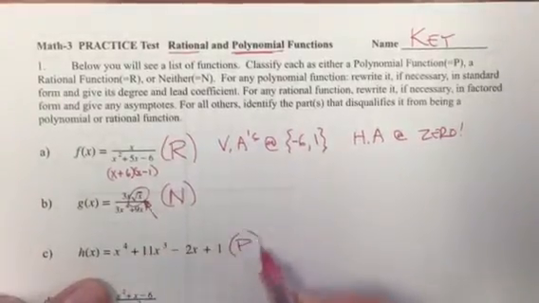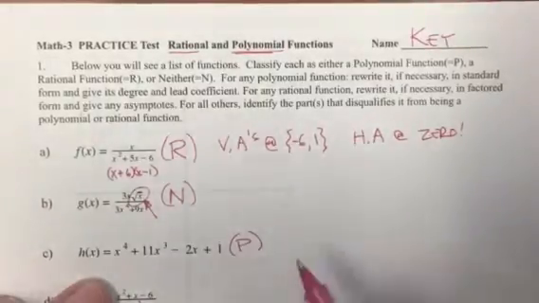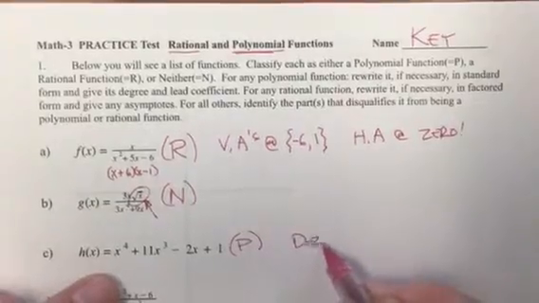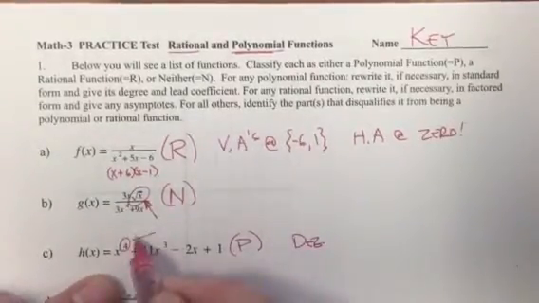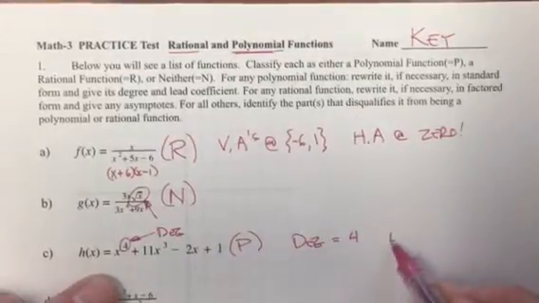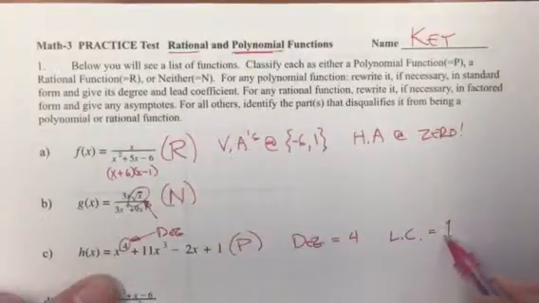This is a polynomial. It's written already in standard form. Wasn't that nice of me? We just want to find out what is the degree. The degree is the highest exponent there. You can just draw an arrow and write degree, or I'm going to write it here. It's 4. The lead coefficient, LC, is an invisible 1.